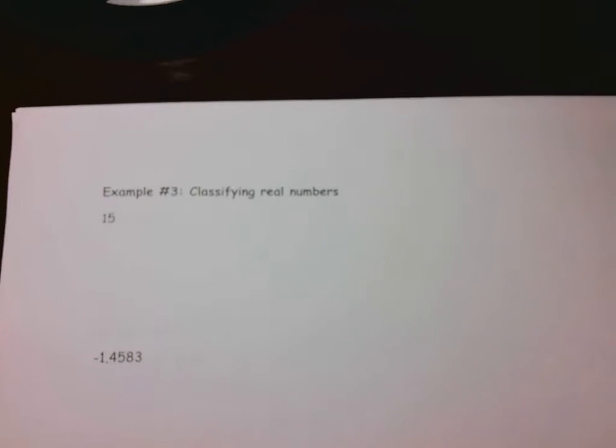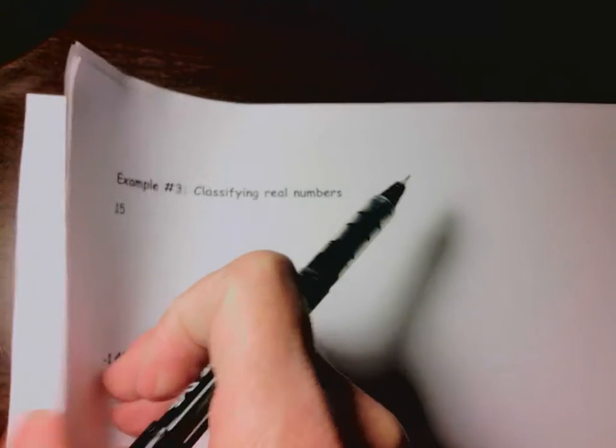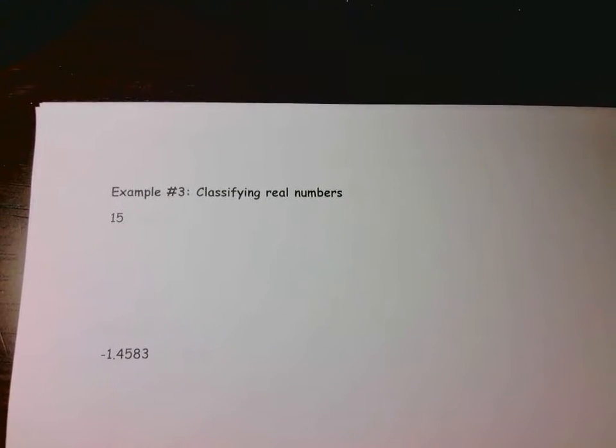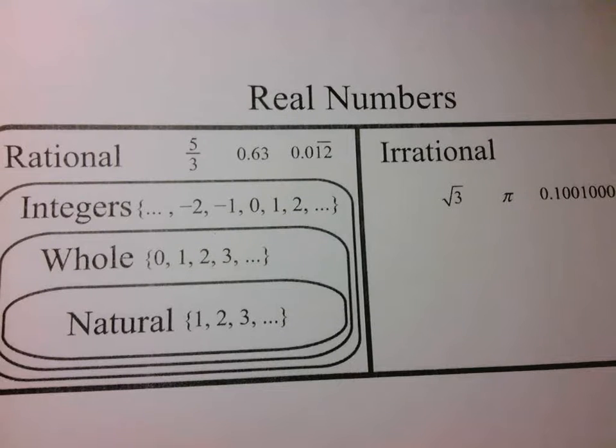Example number 3, classifying real numbers. I gave you a handout. Here's the handout that you have to memorize, and this is the set of all real numbers. And the reason why we have to specify real numbers is because there is this other set of numbers called imaginary numbers. And we will not talk about imaginary numbers until Algebra 2, but you do need to know there is another set called imaginary, which is why we need to specify real numbers.